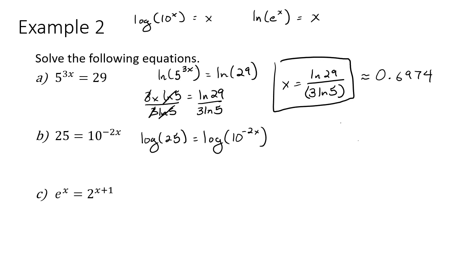so we have log of 25 is equal to log of 10 to the negative 2x. Instead of having to apply the power rule and pulling that negative 2x out, instead we can just apply the inverse rule, cancel out the log base 10 and the exponent base 10, and the negative 2x is all that's left. And now in order to solve for x, all you have to do is divide by negative 2. And so x would be equal to negative log 25 over 2.